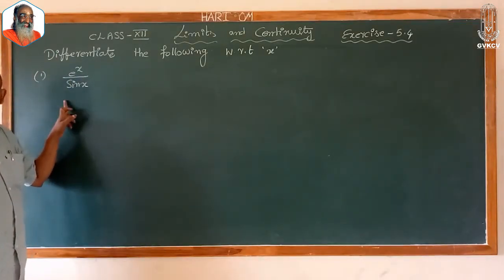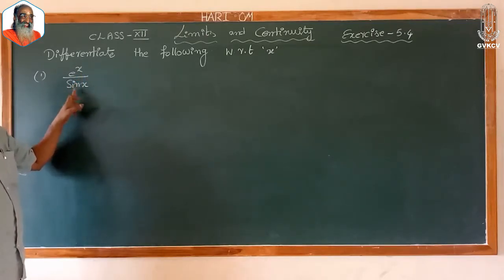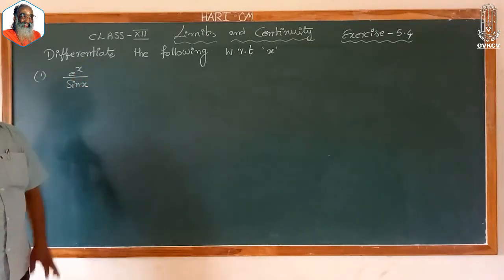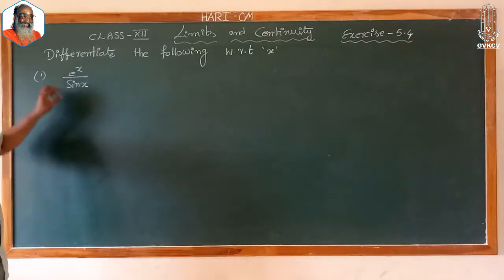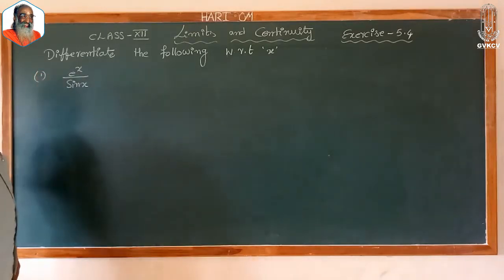What is the first problem given? e power x by sin x. Differentiate the following with respect to x. What are the functions we have? We have an exponential function and we have a trigonometric function. These two we need to differentiate. Now, let us see how to differentiate.